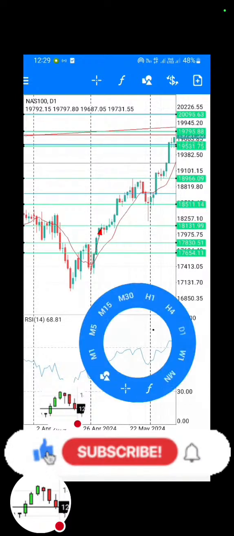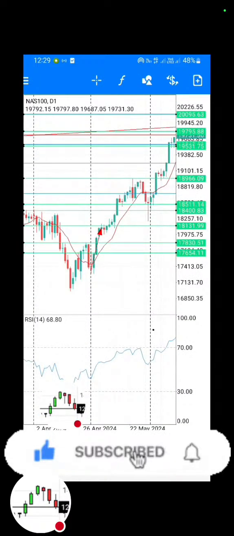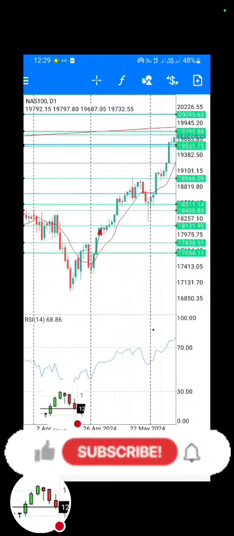You place another buy. In that way, in swing trading, you add more trades. You continue adding for more than 3 years. That is swing trading.